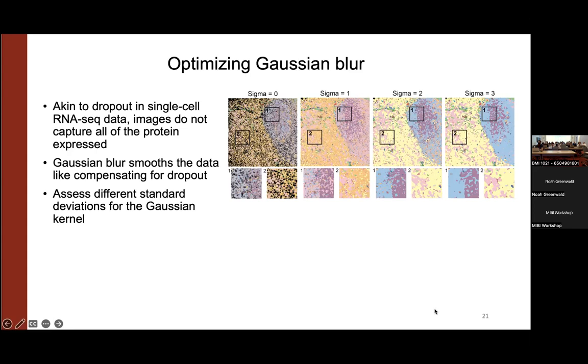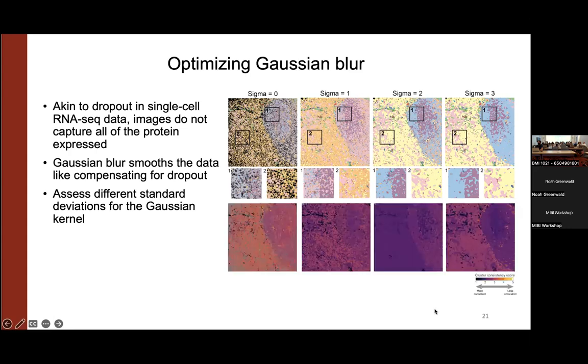So here I've assessed 4 different sigmas for the Gaussian kernel in the Gaussian blur. On the very left here is no blur at all, and it looks very salt and pepper, quite noisy. As you increase the sigma, the features get more smooth. For all of these different sigmas, I calculated the cluster consistency score. And again, a low score is good, high score is bad. So hopefully you can appreciate that sigma 2 was the best value for this data set.